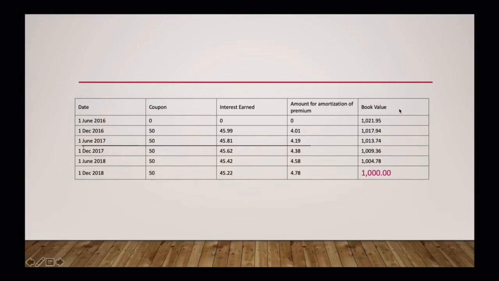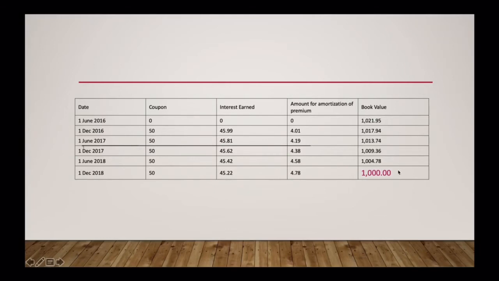The book value in this case is similar to what we called the outstanding value from our previous lecture, and the amortization of premium is similar to the principal repayment. Interest is interest. The coupon is similar to the periodic payment, where it is fixed at 50, 50, 50, 50.